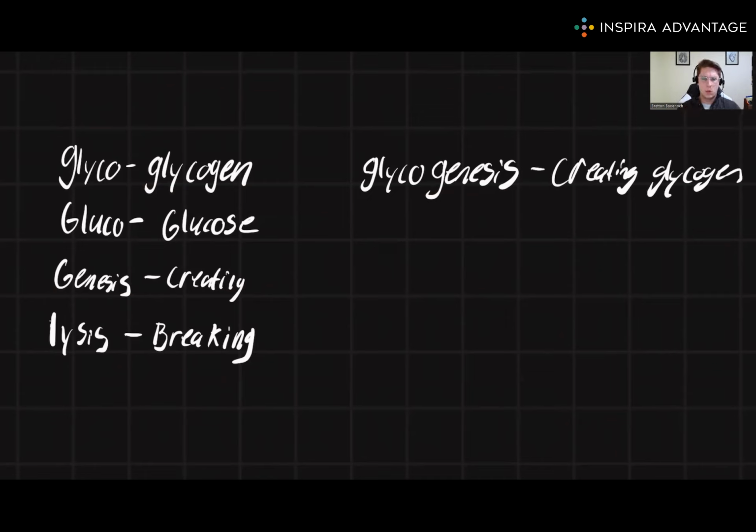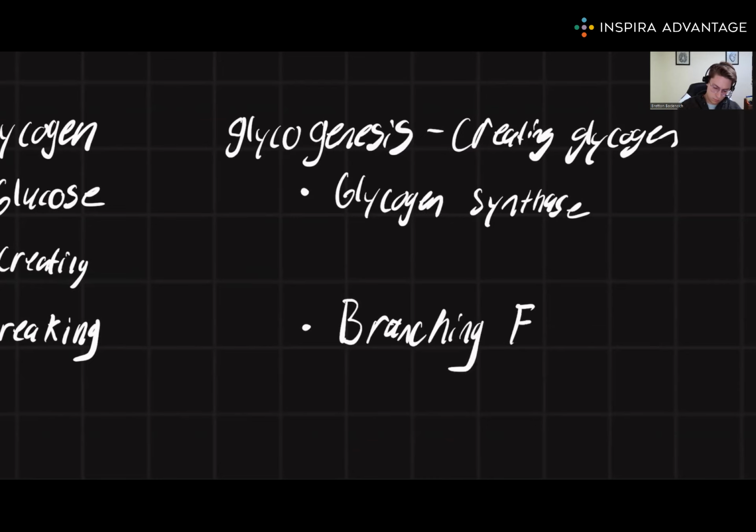To build glycogen, we need to know about 2 very important enzymes: glycogen synthase and branching enzymes. These enzymes are only found in the liver and muscle cells. Glycogen synthase is going to create alpha-1,4 bonds, whereas branching enzyme is going to create alpha-1,6 bonds.